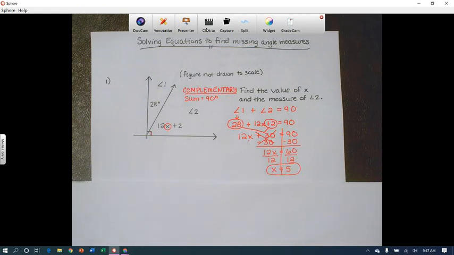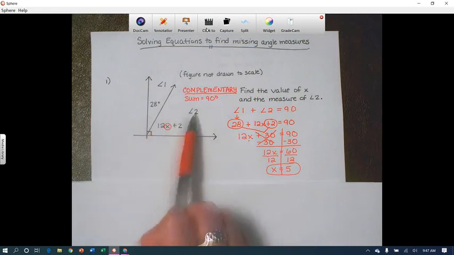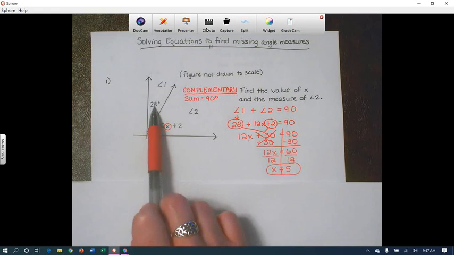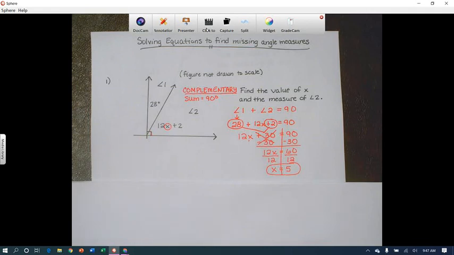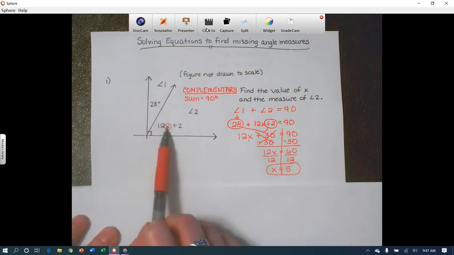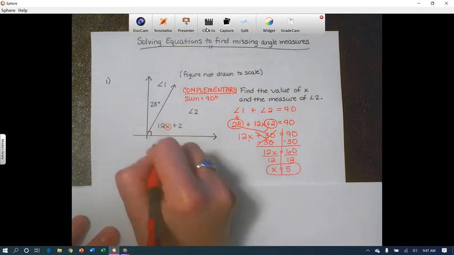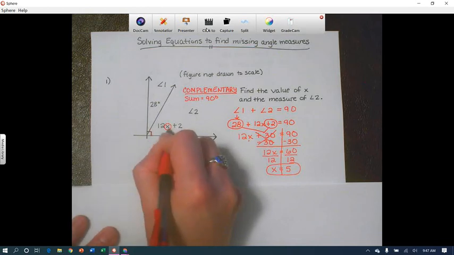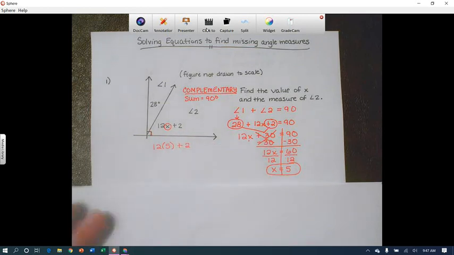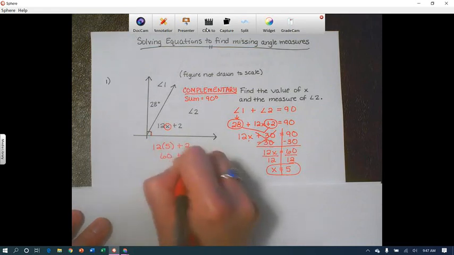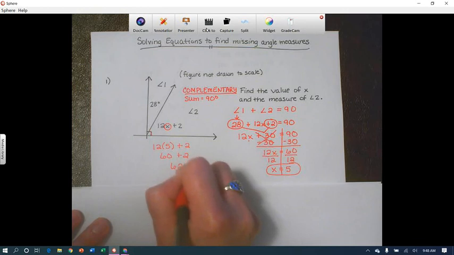That does not mean that the measure of angle 2 is 5 degrees, because 28 plus 5 does not add up to our total of 90. So what do I have to do? I have to go back and substitute 5 into this expression for x. So 12x means 12 times x, and if x is 5, that's 12 times 5 plus 2. 12 times 5 is 60. 60 plus 2 is 62 degrees.